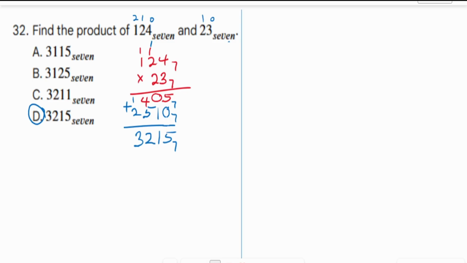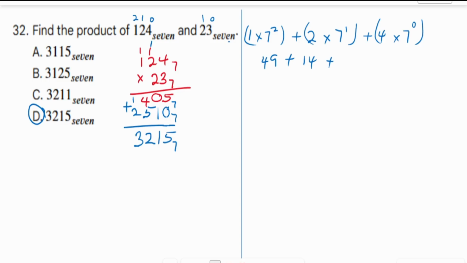So this is going to be 1 times the base 7 exponent 2 plus 2 times 7 exponent 1 and then plus 4 times 7 exponent 0. And then 7 squared is 49 times 1 is 49 plus 7 exponent 1 is 7 times 2 is 14. Then plus 7 exponent 0 is 1 times 4 is 4. When we add all of this together, we should have 67.